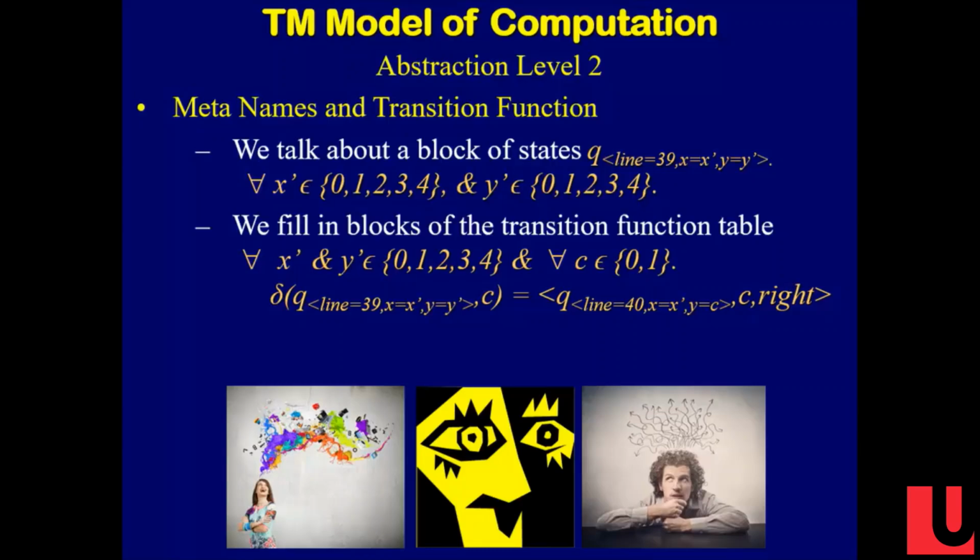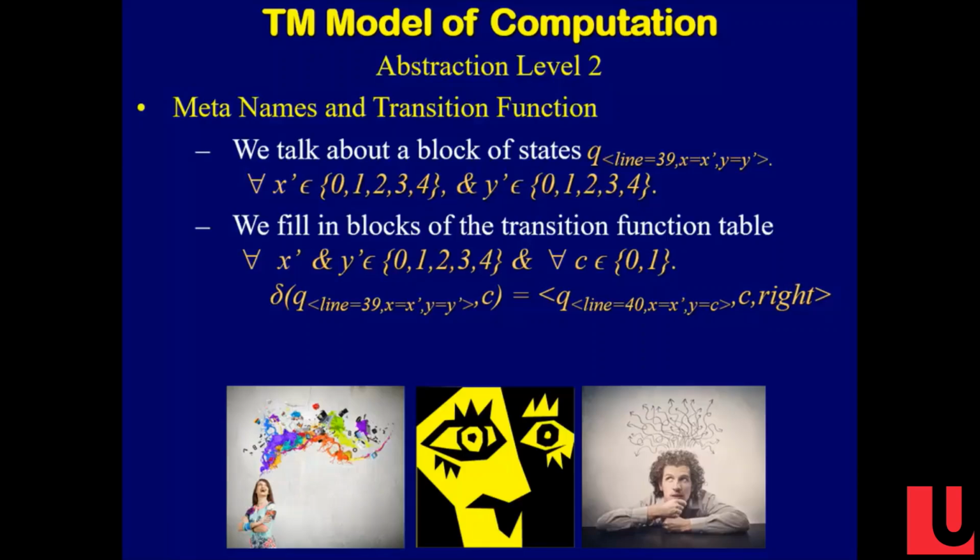This is going to say, if I'm in a state for an arbitrary x prime and an arbitrary y prime, and C is an arbitrary thing from 0 to 1, then if I'm in this kind of state, I'm going to go over to this kind of state, where I'm in line 40, the value of x hasn't changed, the value of y has changed to whatever was here. And I write the C back, and I move my head right.